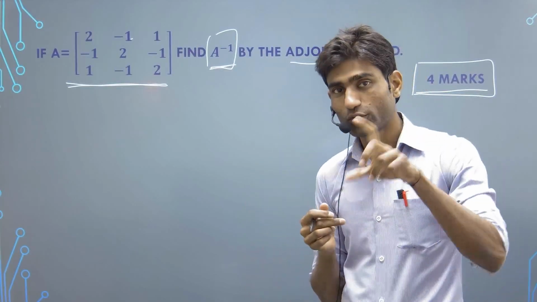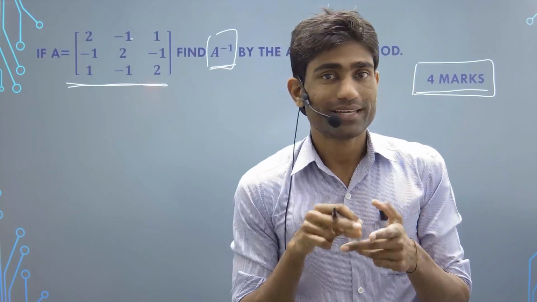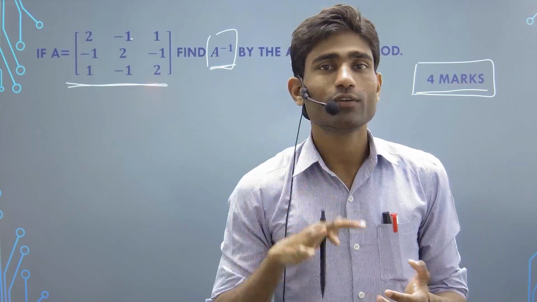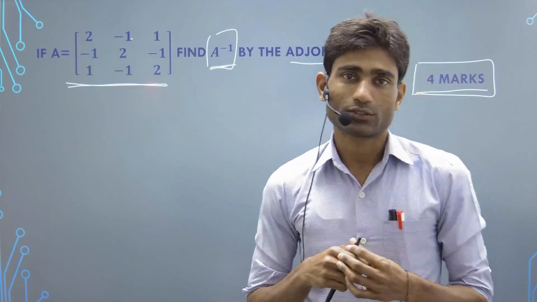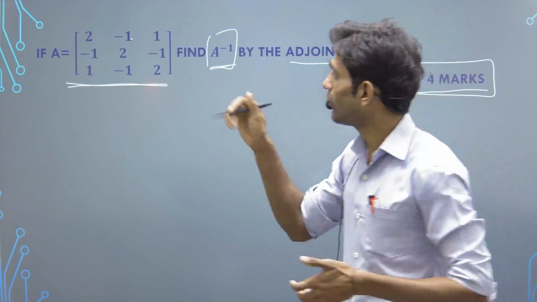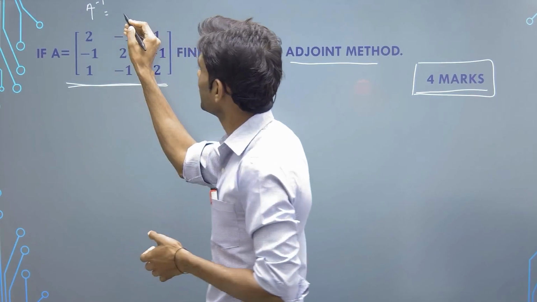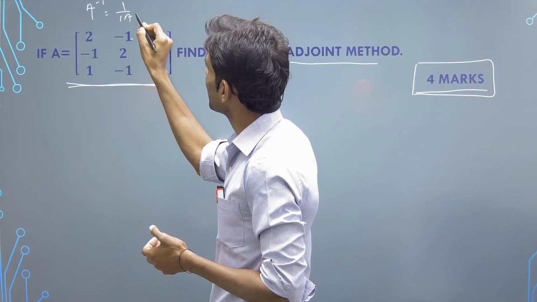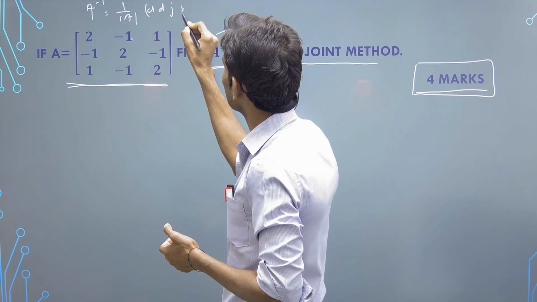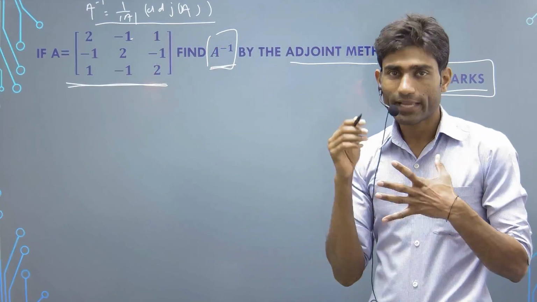Using the adjoint method means first of all we deal with the minors, then the cofactors, and once we get the cofactor matrix, we take its transpose to get the adjoint matrix. Once we get the adjoint matrix, we substitute that value in the formula. What is the formula for finding A inverse? A inverse is 1 upon determinant of A into adjoint of A. This is the way we can find the inverse of our matrix.